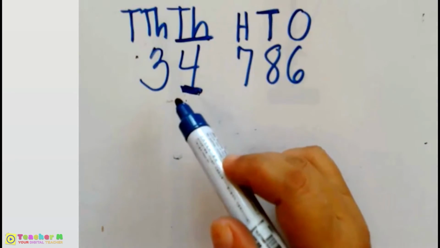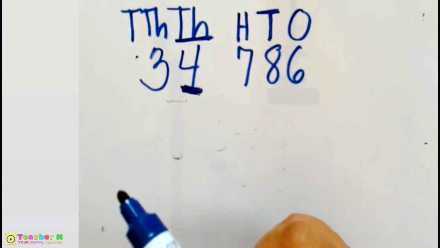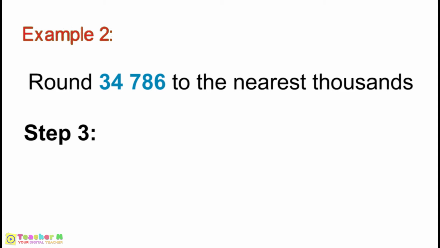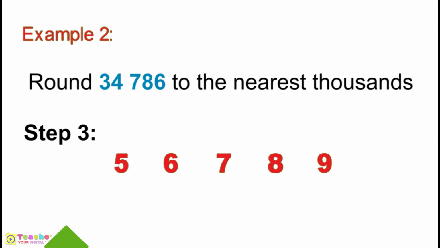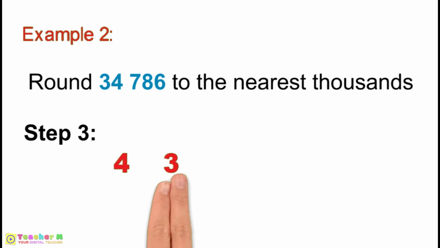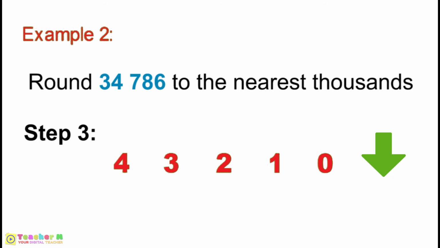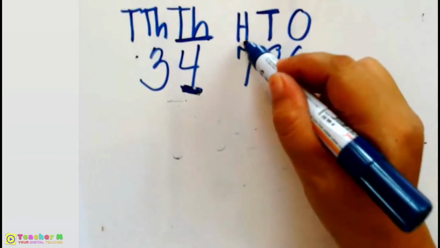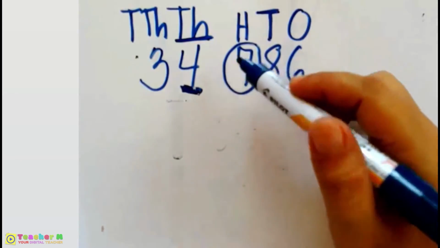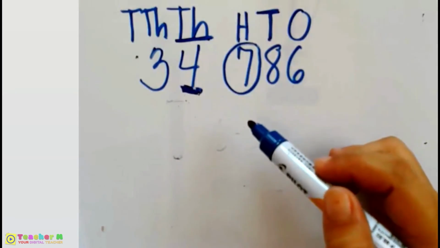Since we have already identified the digit to be rounded off, let us proceed with the next step. Step 3, which is to identify the digit found at the right side of the digit to be rounded off. And always remember that if the digit to be rounded off is followed by 5, 6, 7, 8, or 9, round up. And if it is followed by 4, 3, 2, 1, or 0, round down. Since 4 here, the digit we are rounding, is followed by 7, we will round up.